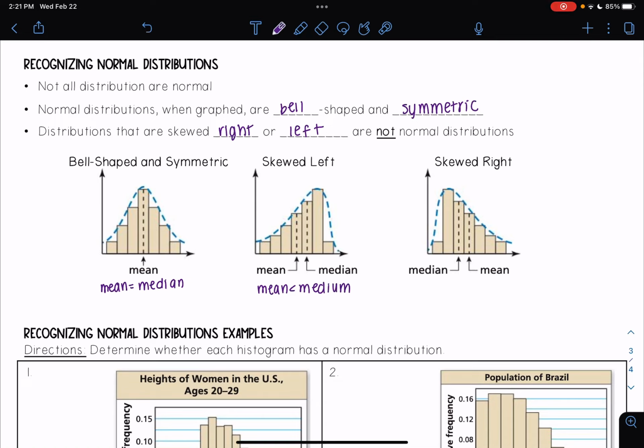And then we have skewed right data. Here we see the tail where there's less data points is on the right-hand side and the mean is greater than the median.